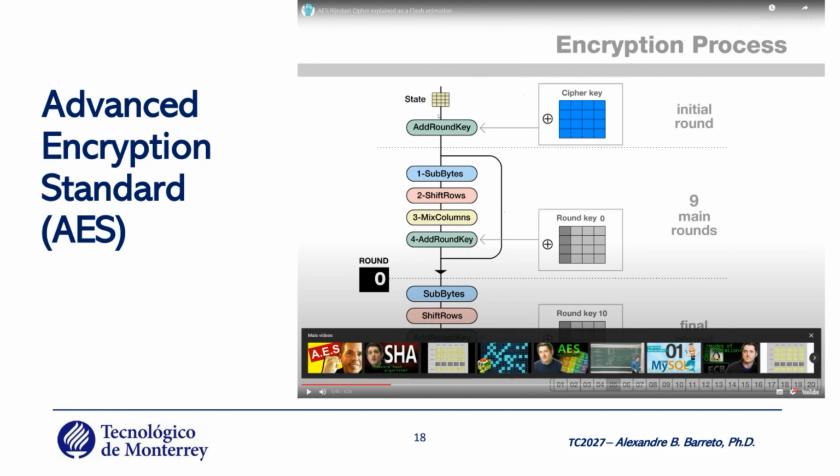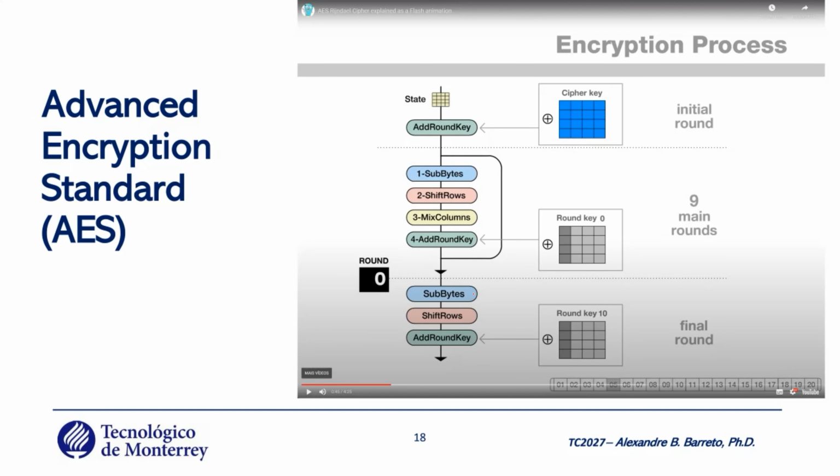If you see here, you have the clear text and the cipher text. You have an initial round. In the initial round, you add the round key and combine the round key with the clear text block. And you make 9 rounds of operations: SubBytes, ShiftRows, MixColumns, and at the end you get the round key and you combine it. It's what you have until the final round, when you make only the SubBytes and the ShiftRows.